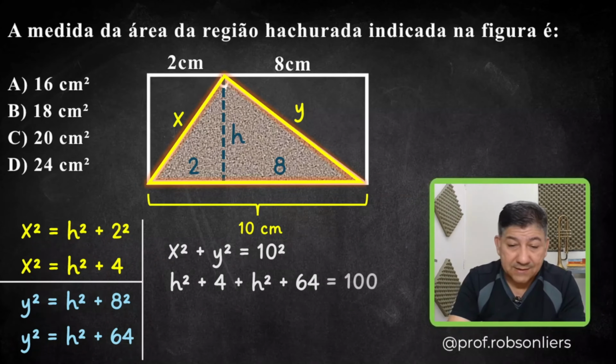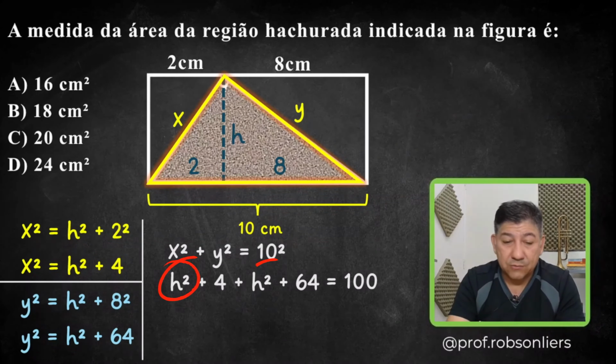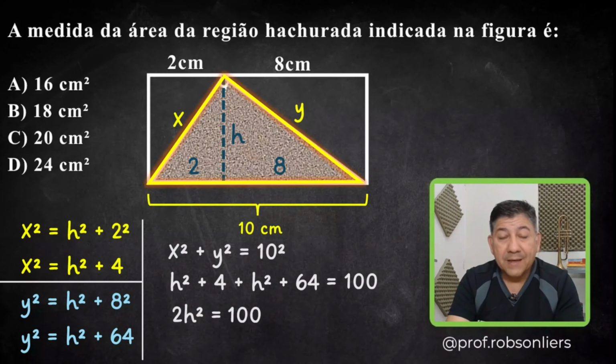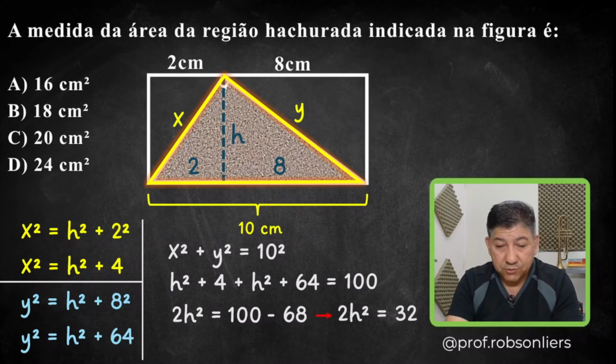10 squared is 100. Well, I can add here, look, h squared plus h squared, 2h squared. That's going to be equal to 100. Now, plus 4 plus 64 is plus 68. Moving it to the other side of the equal sign, it becomes minus 68. With that, look, 2h squared is going to be equal to 100 minus 68, which is 32. All right? So 2h squared is equal to 32.